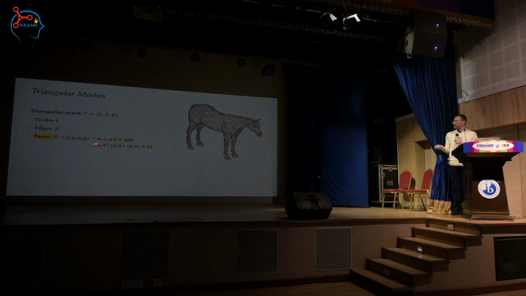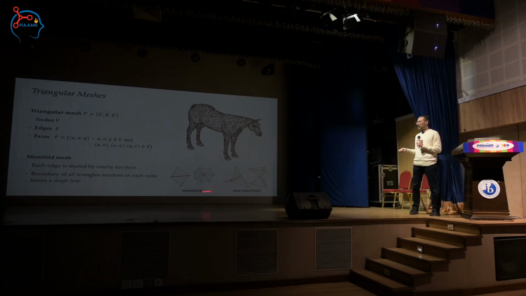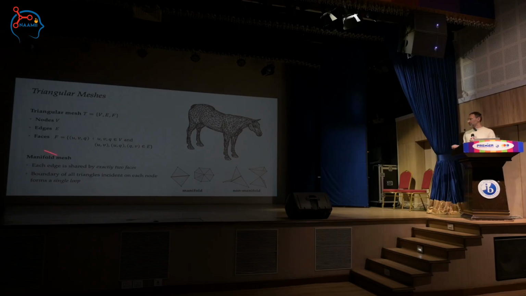Here it's a triplet of points defined in such a way that the edges of the face are edges in the graph, right? And the vertices of the face are the vertices of the graph. And of course, we need to make some extra assumptions. If we want the mesh to properly discretize the manifold, it has to satisfy some additional properties, right?